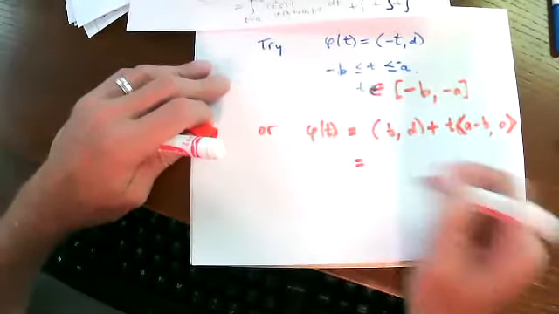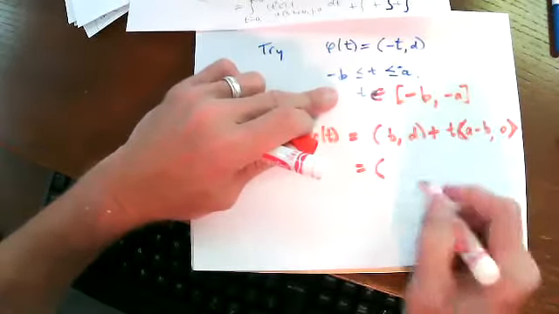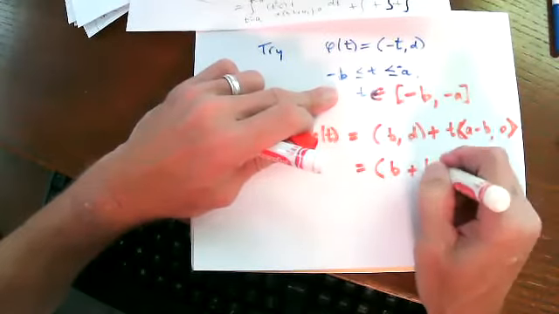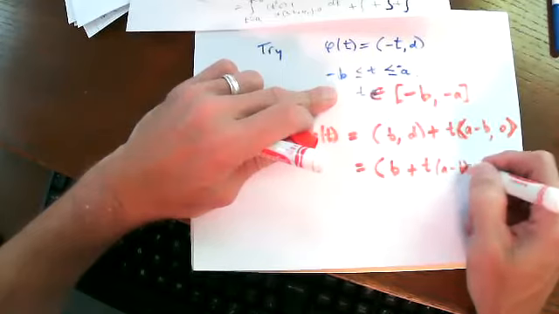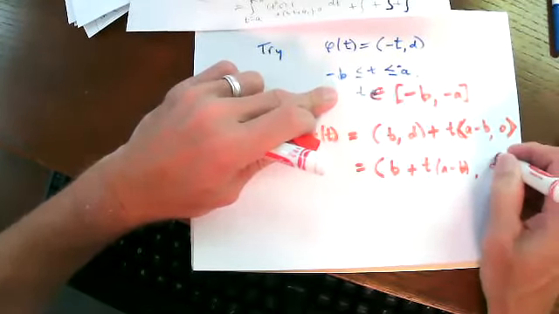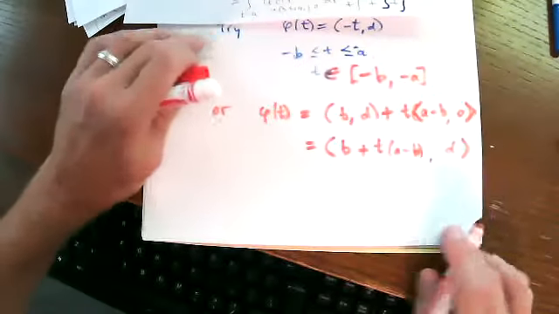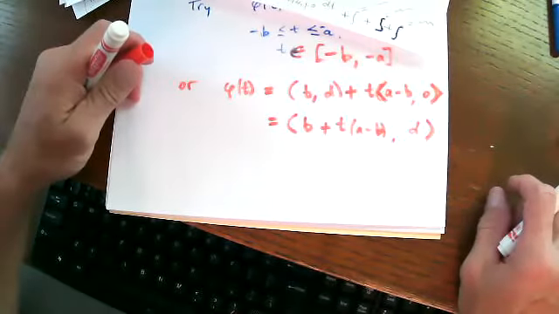So this would be a parameterization that you could use. You could write out, you sort of add the x and y components if you like. The x component is b plus t times a minus b, and then the y components, of course, are all going to stay constant at just d. So as you move across the top edge of this rectangle, this would be a parameterization that you could use.